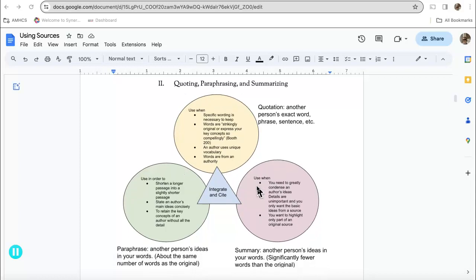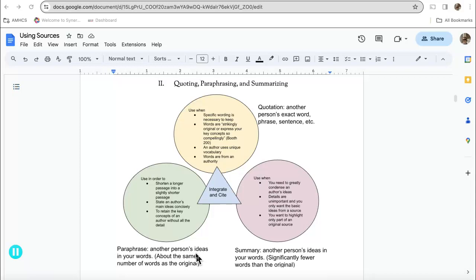What is a paraphrase? A paraphrase is still another person's ideas, but in your words. A paraphrase is going to be about the same number of words, your words, as the original author's words. Summary is also another person's ideas in your words. It's just that you're going to use significantly fewer of your own words than the original. So you could summarize an entire article in like 2 sentences or something. But for a paraphrase, if you're paraphrasing 2 sentences, then you're writing about 2 sentences.